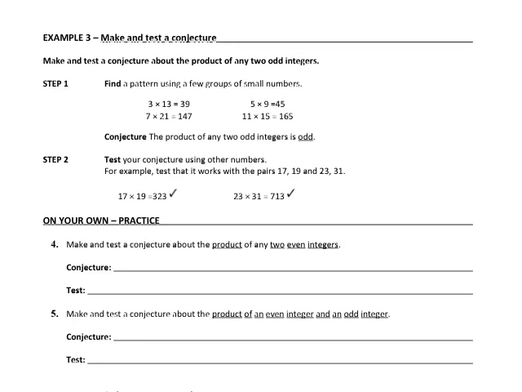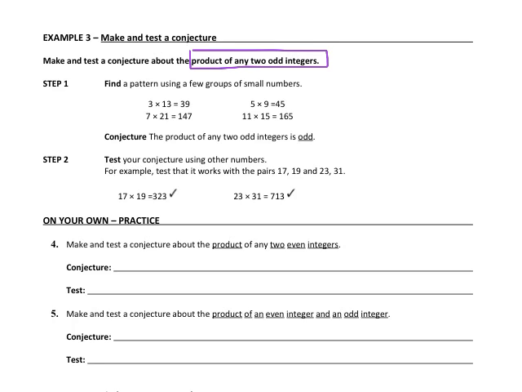So besides just being able to look at a pattern and actually come up with the next shape in the pattern or the next few numbers, we should also be able to come up with a conjecture or an educated guess about a specific topic. So on the back here of your note sheet, example number 3 says make and test a conjecture.